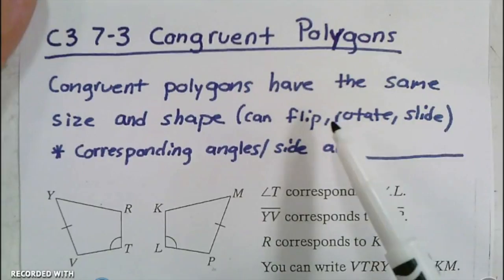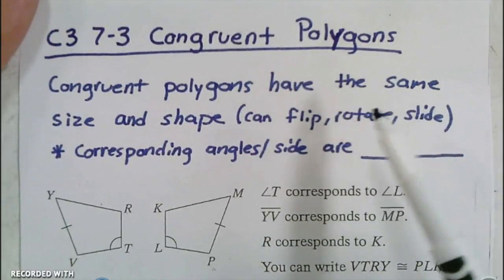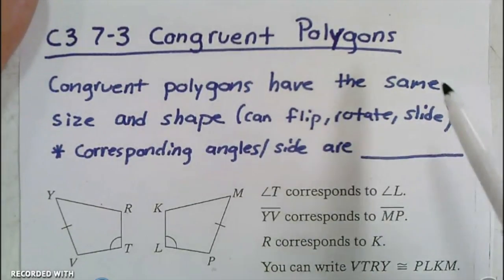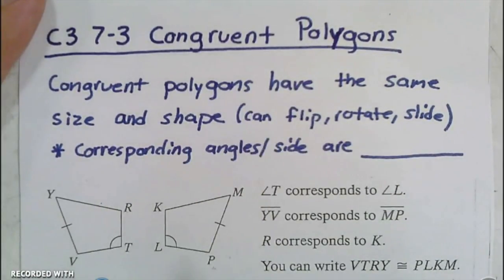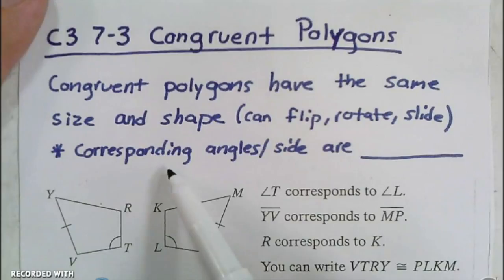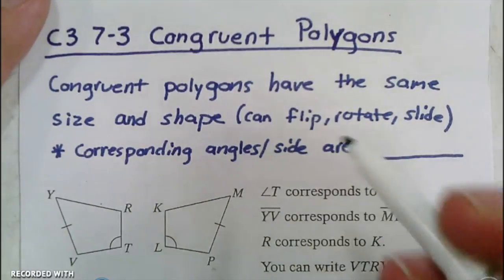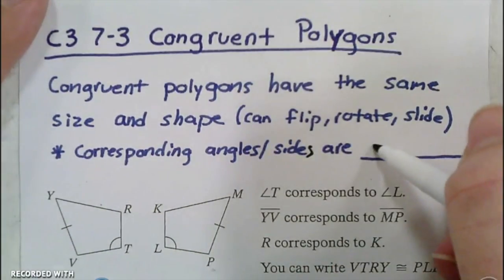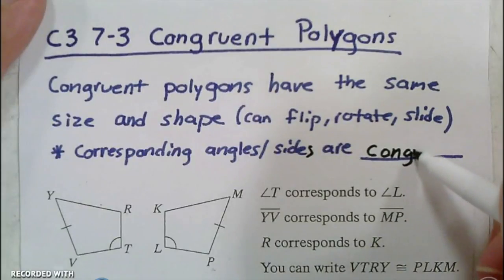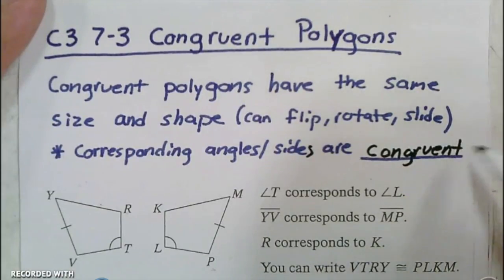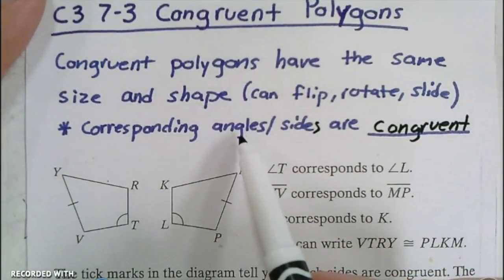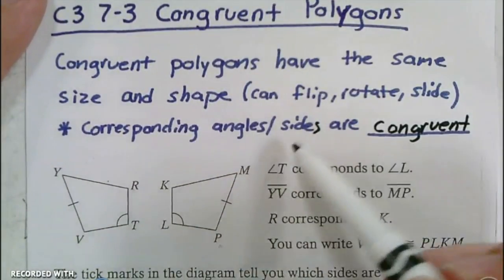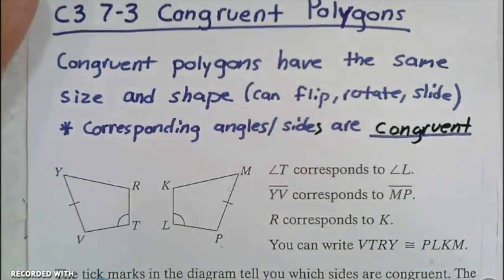What you can't do is drag one to make it bigger or smaller, or squish it to change its shape to make them match. If you have a congruent polygon, it means that the corresponding angles and sides are also congruent. So once you know a polygon is congruent, it means all of its angles that correspond are congruent and all of its sides that correspond are congruent.